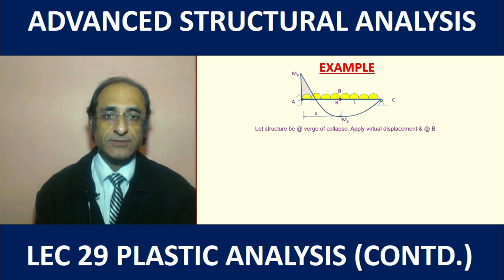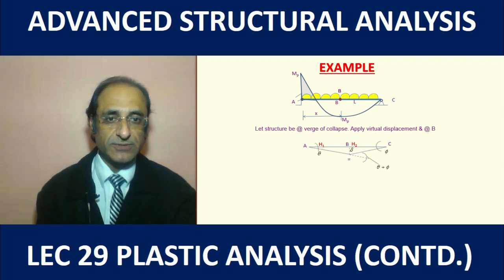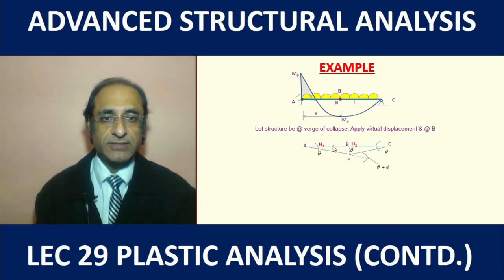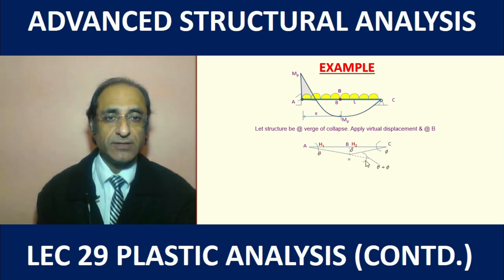Now we assume that the structure is at the verge of collapse, and at this condition we apply small virtual displacement at B such that the two parts AB and BC undergo rigid body rotations. So something like this we are enforcing. What happens is that both the plastic moments at A and B do virtual work as we apply the virtual displacements, which are very small. At A the rotation is theta, and at C the rotation is phi, and at B the rotation will be the sum of these, that is theta plus phi.